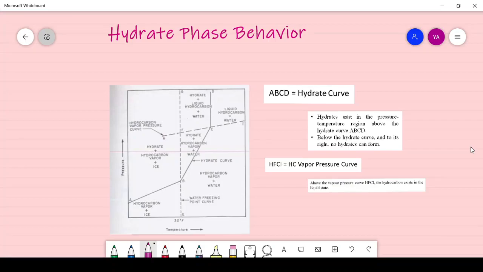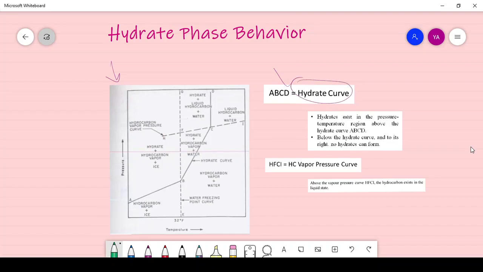In this video, we will learn about the hydrate phase behavior. This diagram is showing the hydrate phase behavior. Let us discuss this image. In this image, there are lines A, B, C, D, which are known as the hydrate curve.